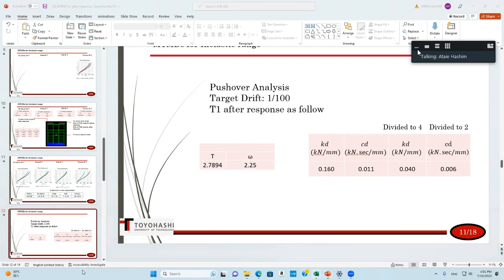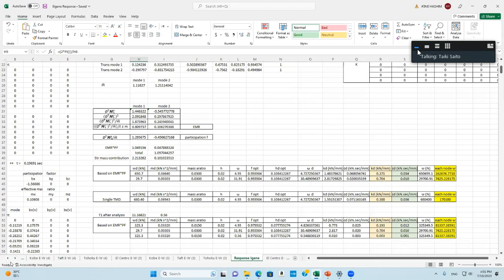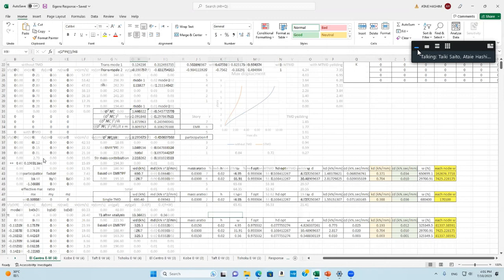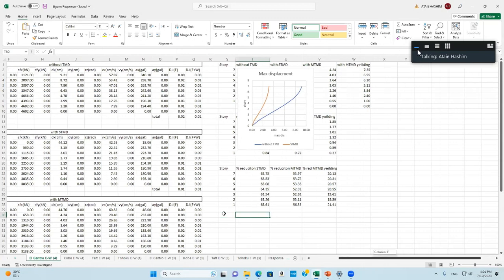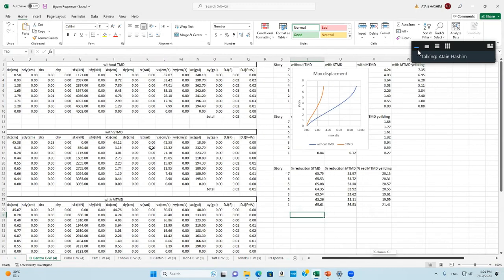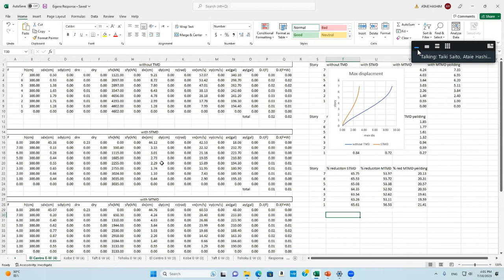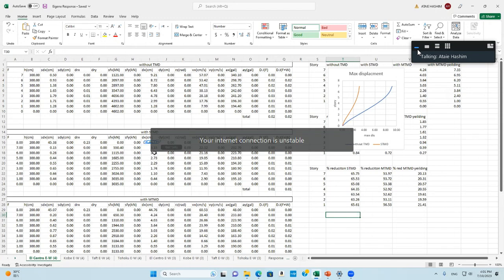No, not that much. For example, in El Centro, just 44 centimeters. The 44 centimeters is what? 44 centimeters of max displacement. This is the displacement of the TMD. Yeah, I'm talking about the displacement of the TMD. So for 44 centimeters, because we have that much space on the roof to install the TMD.